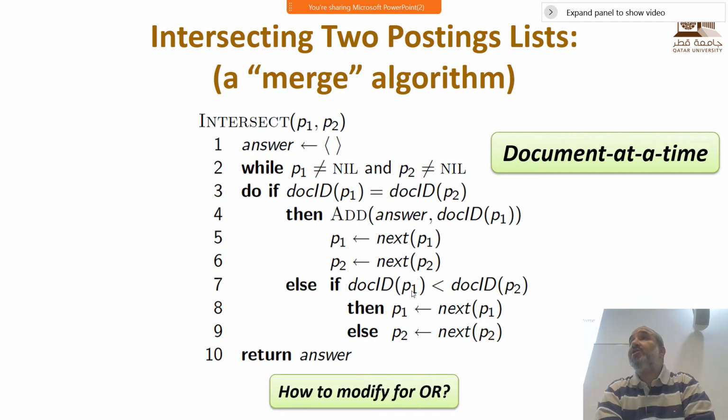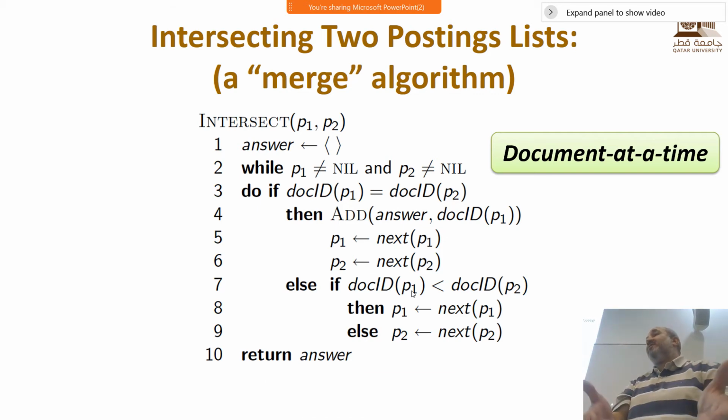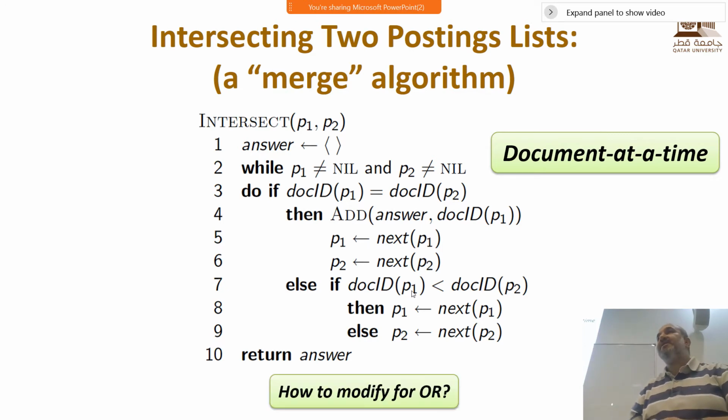Now my question to you is, how can we modify this code? Of course, this sort of code works for AND, for the intersection. But AND is not everything in Boolean. There is OR and there is NOT. So how can we modify this to do OR instead of AND? Would that be easy or not? Think first of what is the meaning of OR.